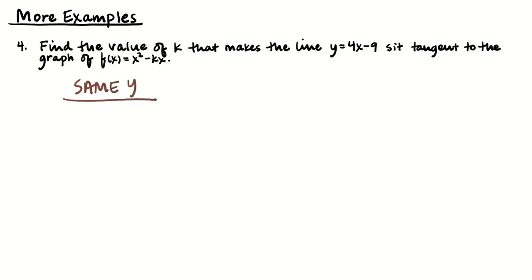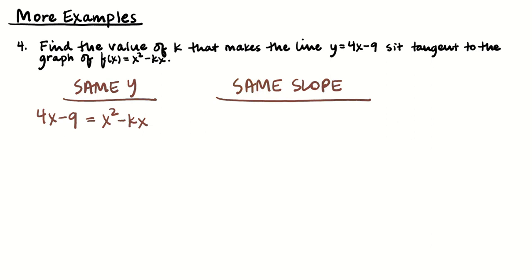So y and f of x need to be the same at the place that they share. So I need 4x minus 9 to equal x squared minus kx. But I don't know the x coordinate of where this is going to happen, right? I don't know where that's happening. So what I need to also consider is that these things need to have the same slope. So the line has slope 4.